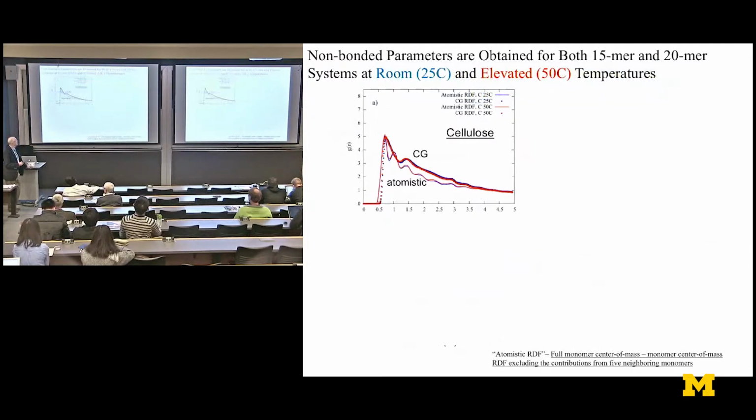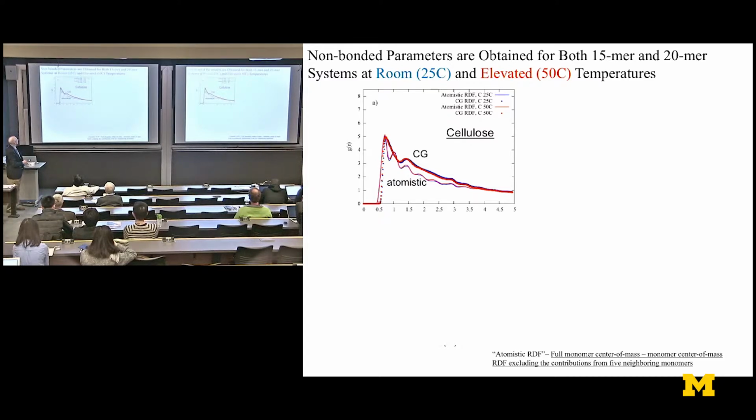So we get them from atomistic simulations, which give realistic interactions. Our tool of choice here is called the pair distribution function, or radial distribution function. It's basically the local concentration around one monomer of another monomer of that or another polymer. The peak here will give you some indication of the strength of interactions. We get those from an atomistic simulation, and then we tune the coarse grain parameters to match at least the first peak of that at both room temperature and then elevated temperature.